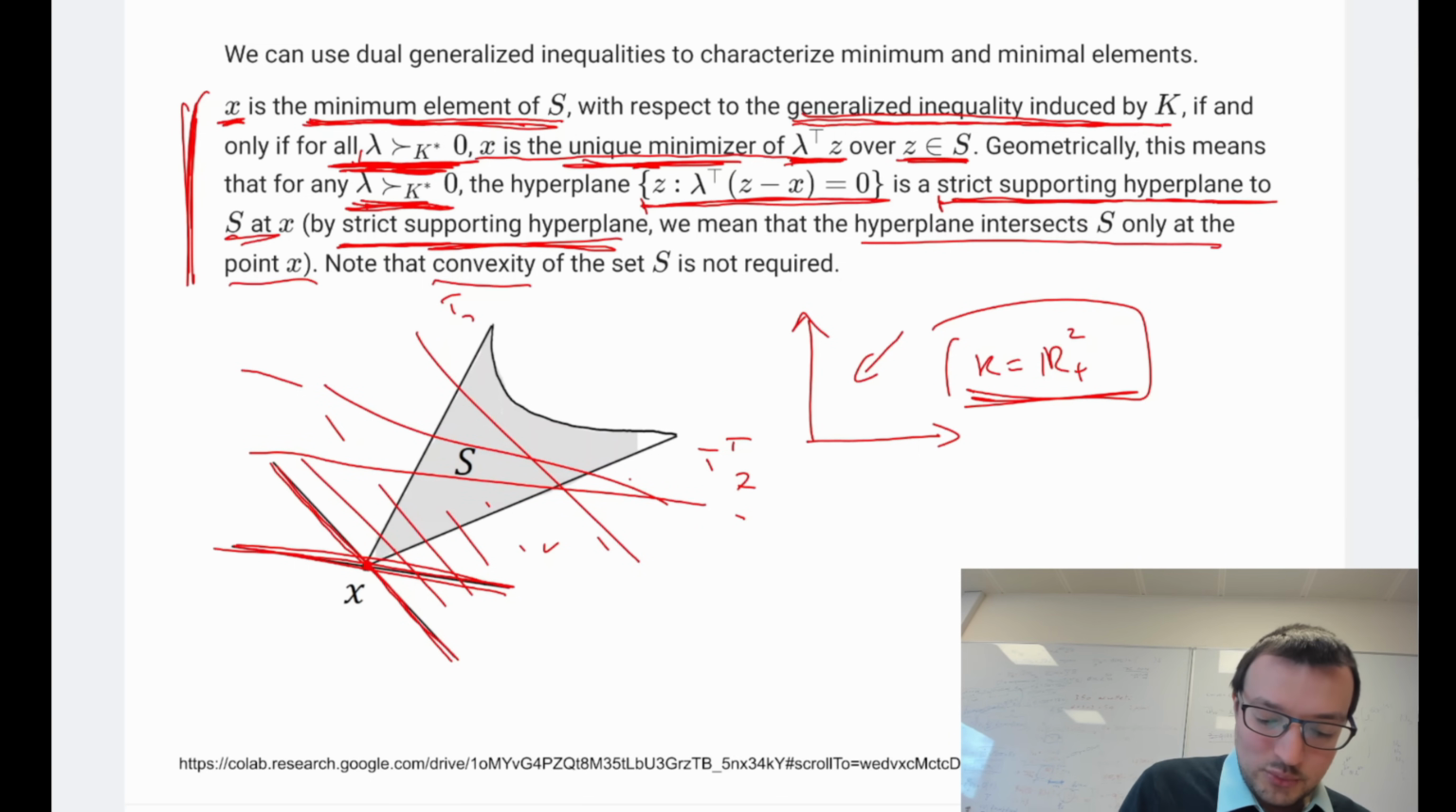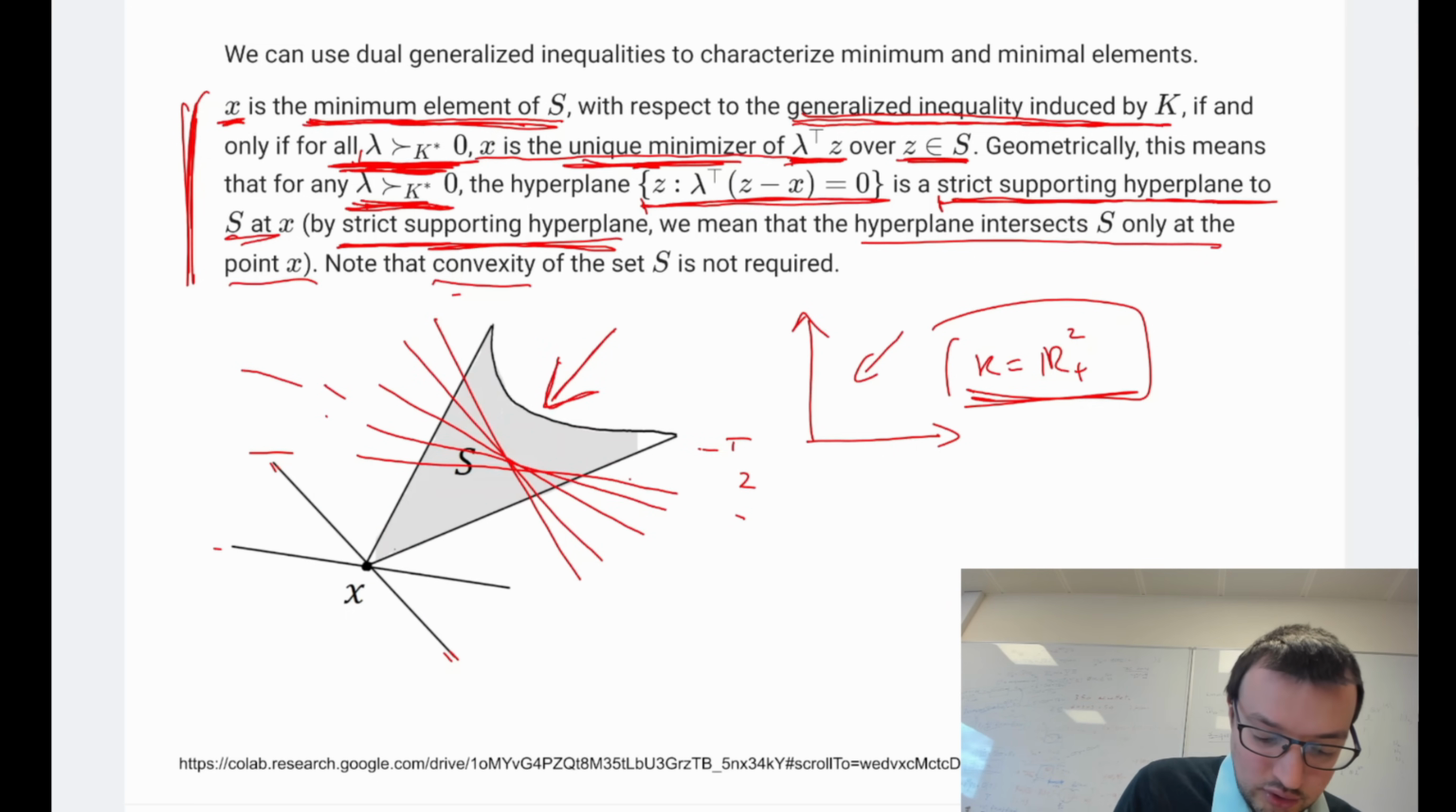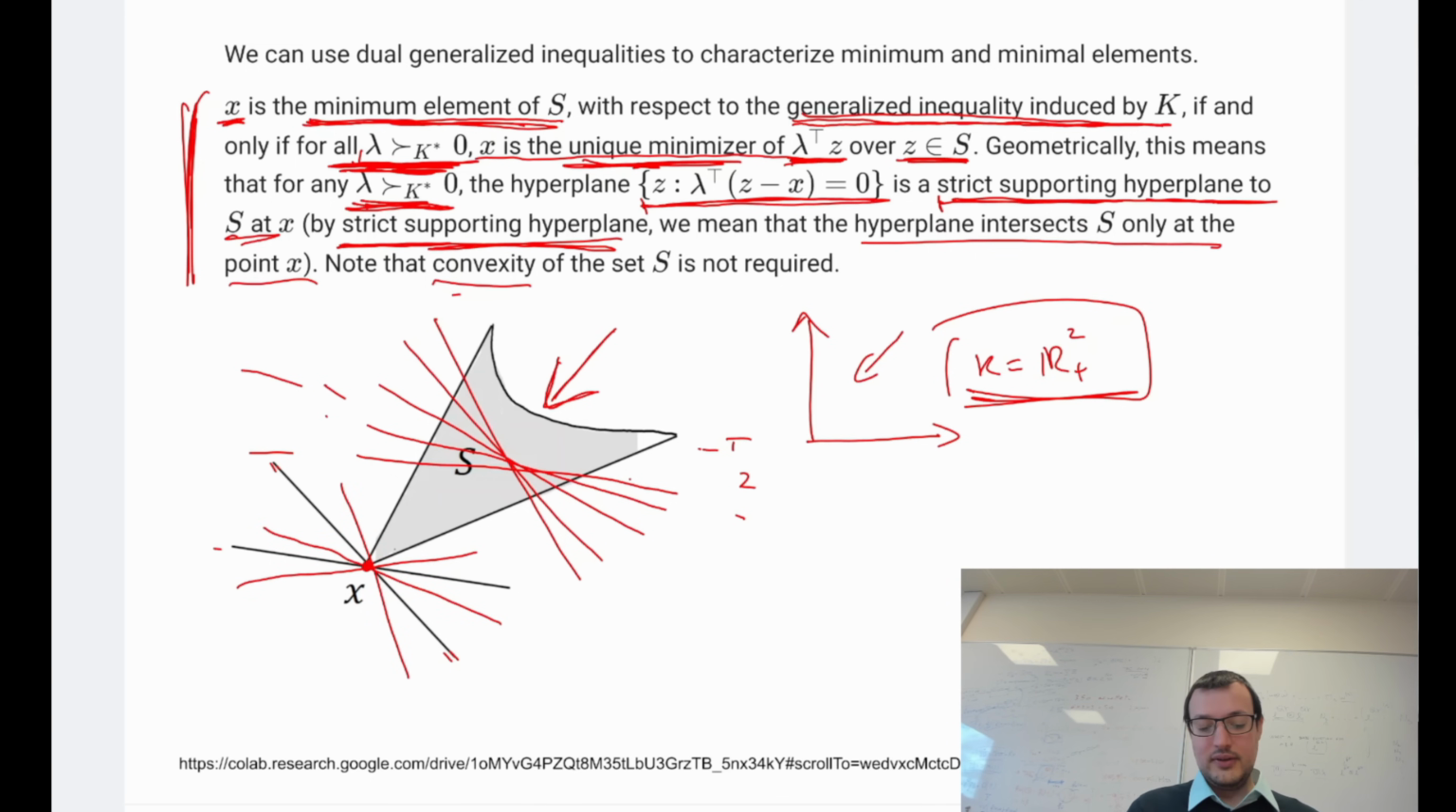The point is that we have to push all of them in that direction, and I'm going to end up with just this point, and that's going to be the unique minimizer of all these hyperplanes once we push them. All these are supporting hyperplanes, and this implies that this is a minimum element.